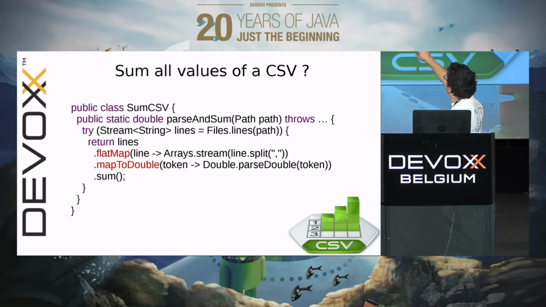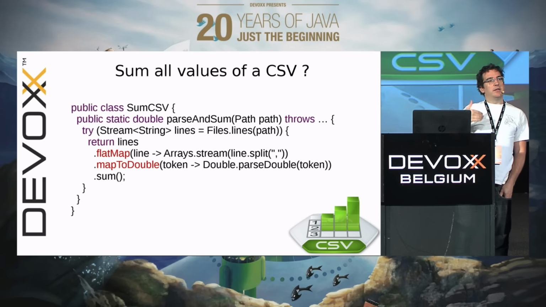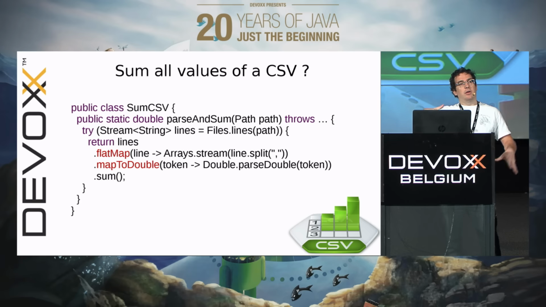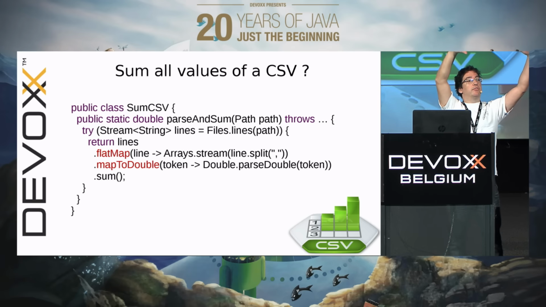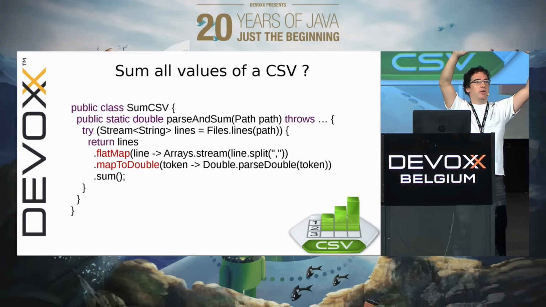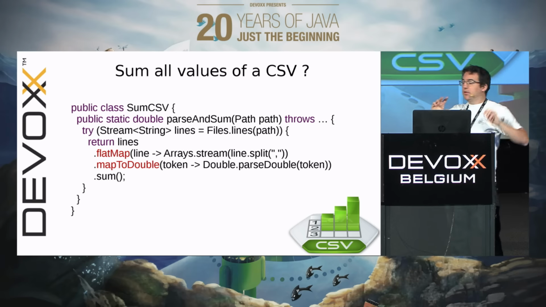On Files, I have a method lines that will return all the lines of the file, but the lines are not stored in a list of strings or something like this. They are produced and sent one by one.